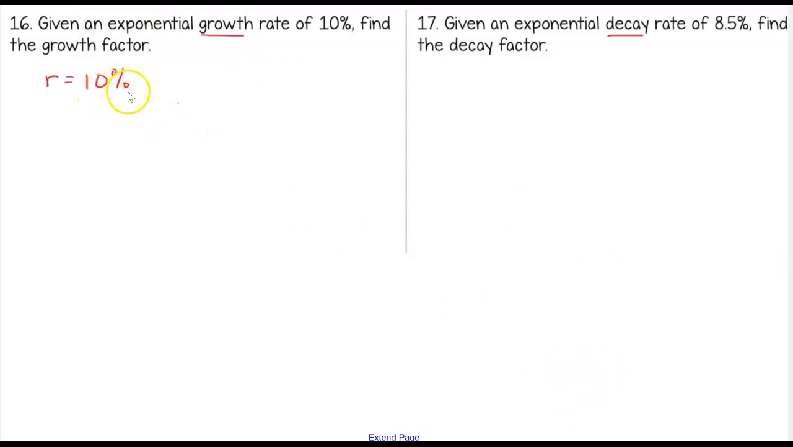So we got a rate of 10%. We're going to take that 10% and change it to a decimal by moving it over 2 places. Once we do that, we're going to add it with 1. So we move the decimal 2 places, making it 0.1. And then we add it with 1. 1 plus 0.1 is going to be 1.1. Alright, see if you can do this one. Now, if it's decay, you're going to subtract it.